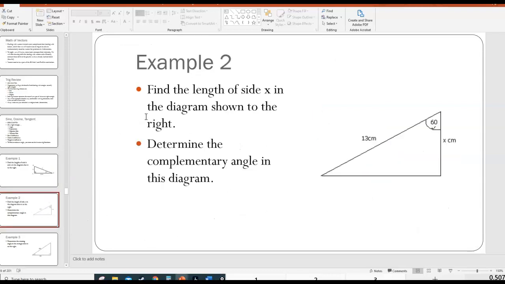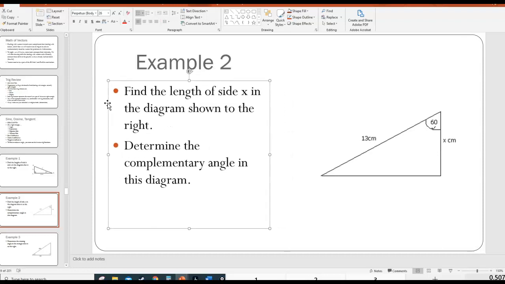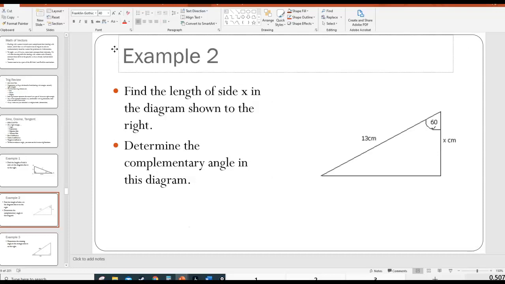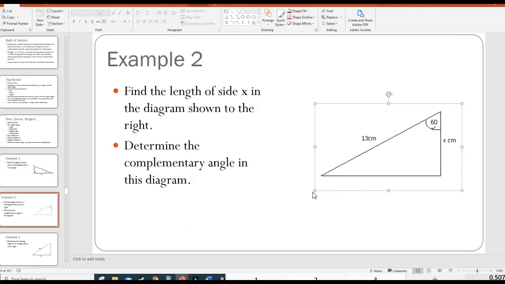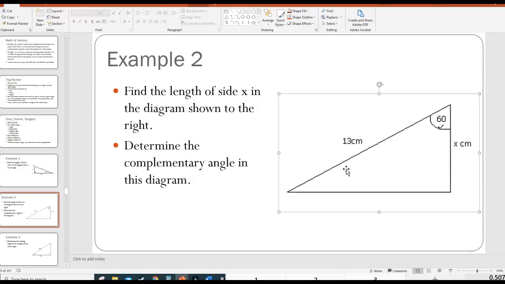Okay, so example 2 says, find the length of side x in the diagram shown to the right and determine the complementary angle in this diagram. Alright, so first things first, let's see what we are given in this triangle. So we have theta equals 60 degrees.